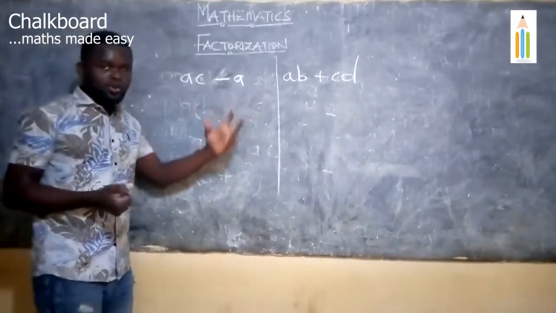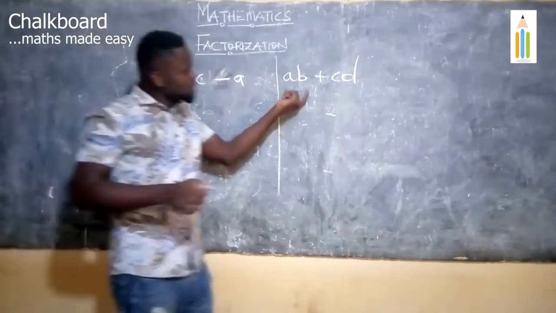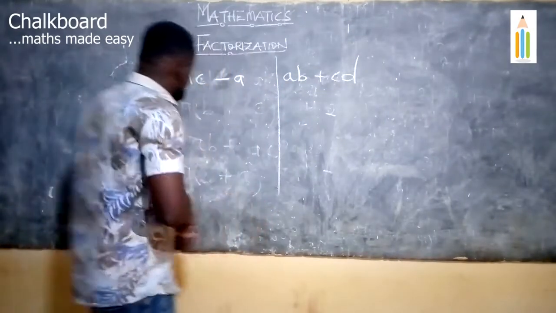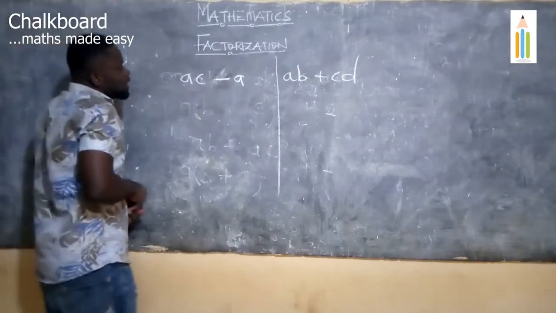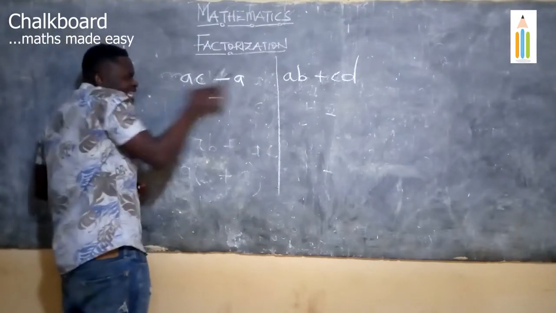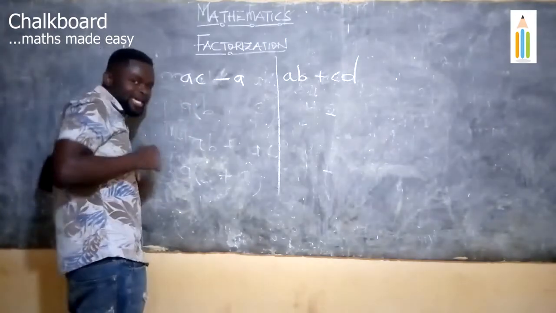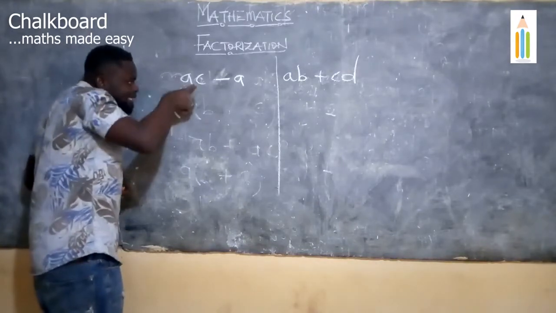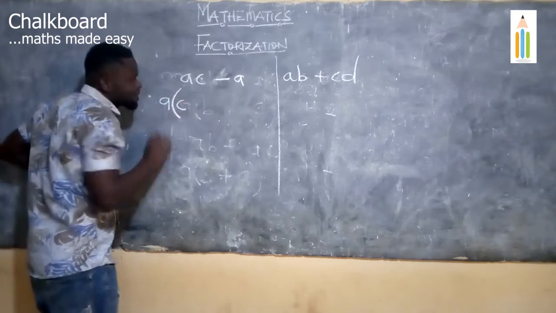Now let's look at these two examples. We have AC minus A. And we also have here AB plus CD. We are still factorizing. So now, with this one, which one is common in this term and this as well? We can see that A is here and A is also here. So A can be brought out. So I bring A out here. So C will be left, because if A is not there, C is here. So C will be left.